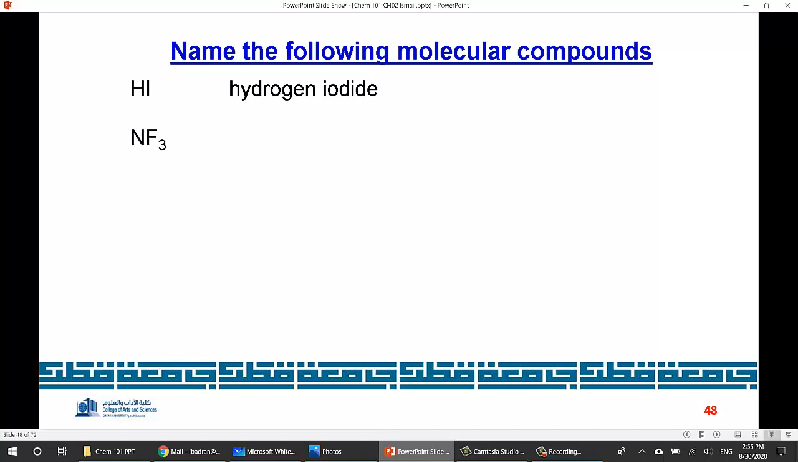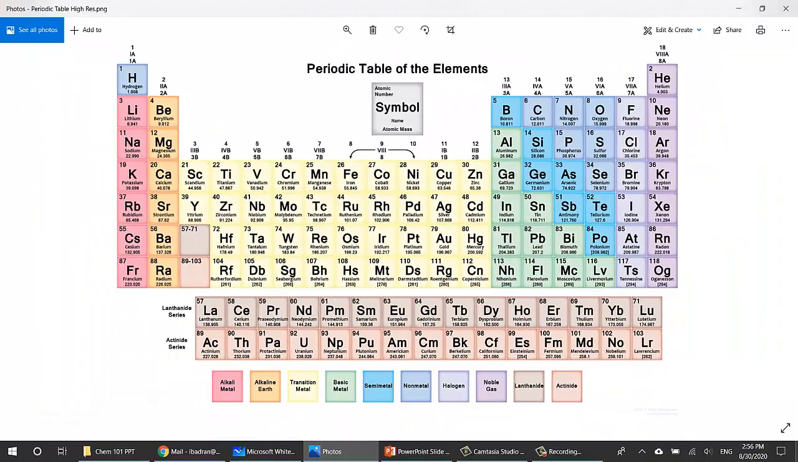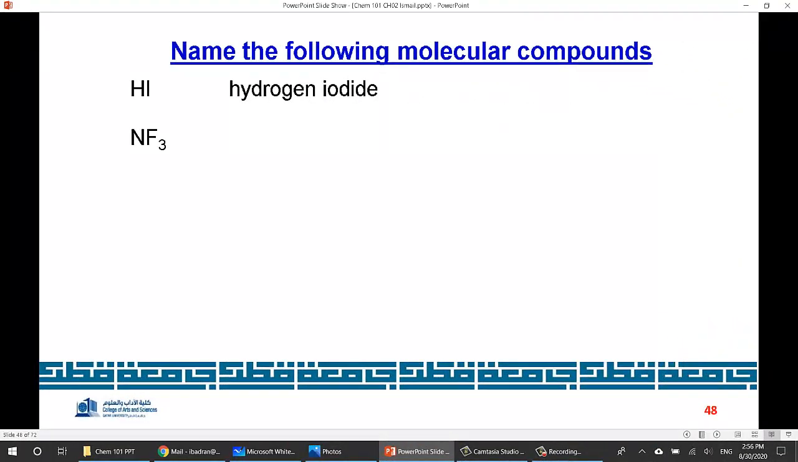NF3. You can name this nitrogen fluoride, but you make a mistake because nitrogen is a nonmetal and fluorine is a nonmetal. So they're both on the right side of the periodic table. If you look at the periodic table, this is nitrogen right here, and this is fluorine. They are all nonmetals. So you cannot name it nitrogen fluoride. You have to name it nitrogen trifluoride in accordance with the naming of molecular compounds.